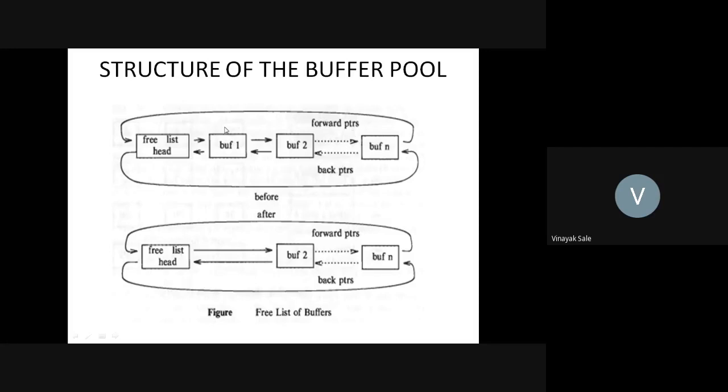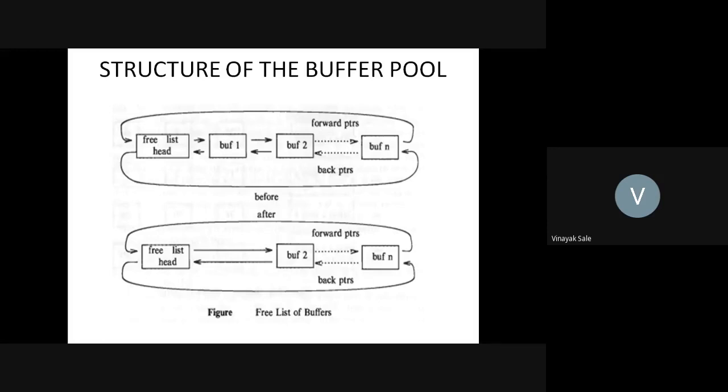Suppose the kernel selects buffer 1 from this free buffer list. Buffer 1 is selected, it is removed from this list, and the list will become like this. This is the free list header, and it is attached directly to buffer 2 up to buffer n. Whenever the kernel takes buffer 2, then the free list header is attached to buffer 3 to n, and so on.